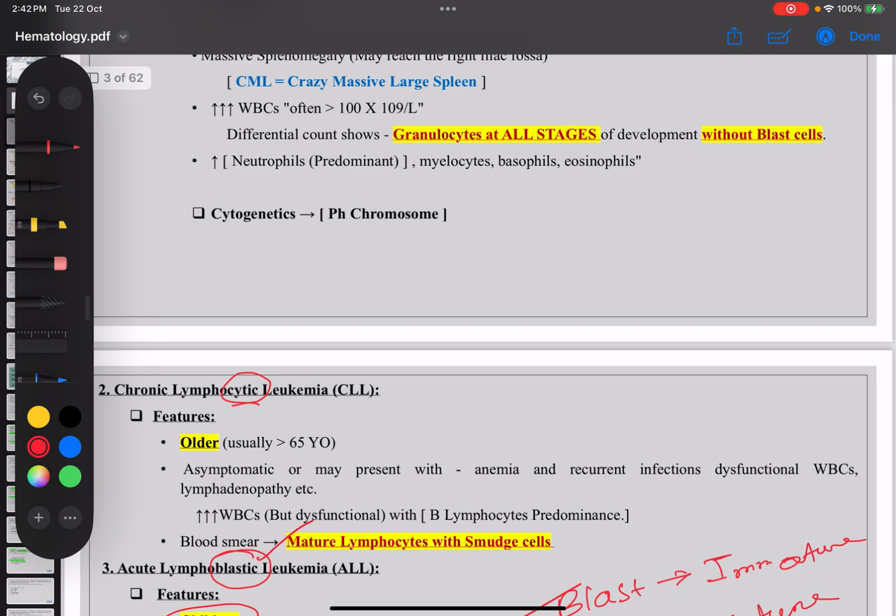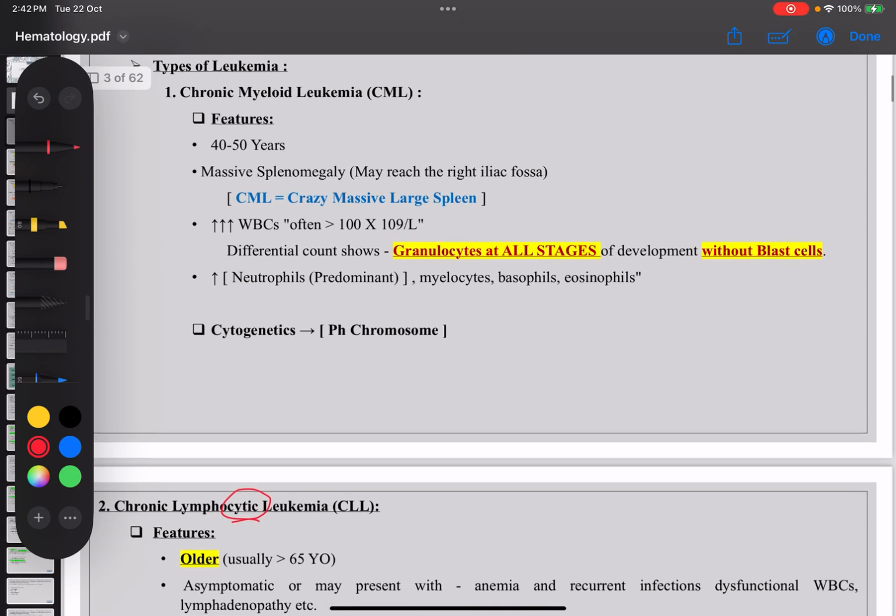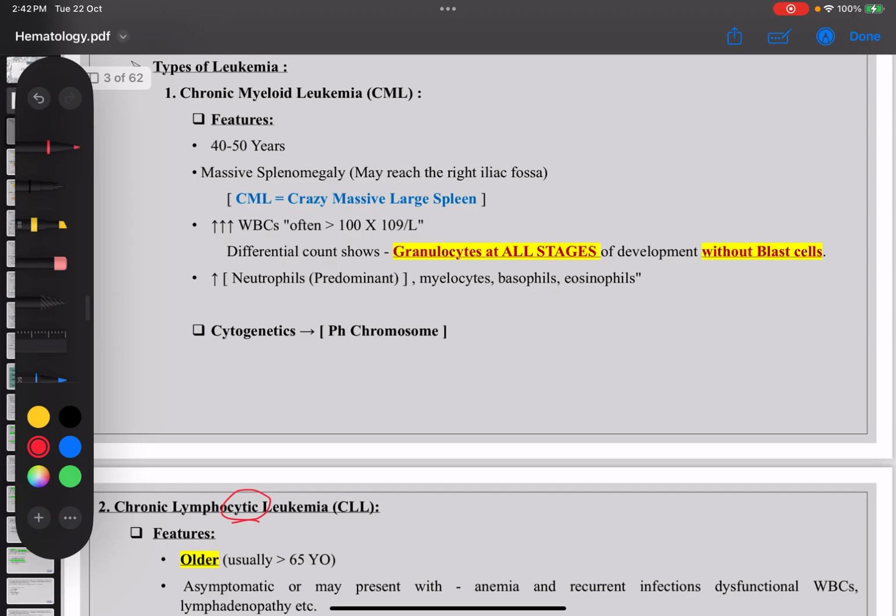Let's just move on to chronic leukemia. So chronic leukemia has two subdivisions: chronic myeloid leukemia and chronic lymphocytic leukemia. In chronic myeloid leukemia, the age group is middle age, that is 40 to 50 years, and there is a mnemonic: CML means crazy massive large spleen, so you'll get splenomegaly. You can find splenomegaly in ALL also, but you find it commonly in case of CML.